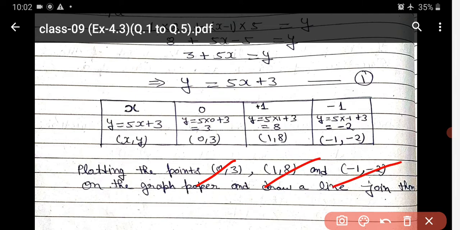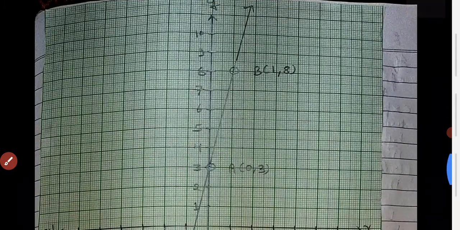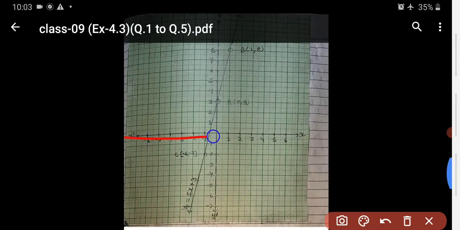Now plot the points 0 comma 3, 1 comma 8, minus 1 comma minus 2 on graph paper and join them to make a straight line. Now simply plot the points on graph paper. Make a graph like this one. Make this one the x-axis, this one the y-axis. Your first point is 0 comma 3. Then just move to 0 comma 3, and label it A, 0 comma 3.